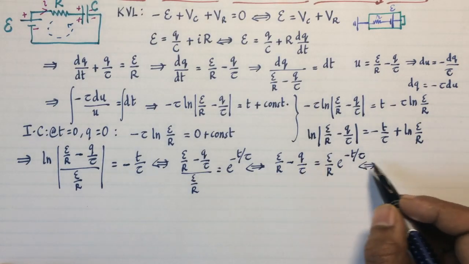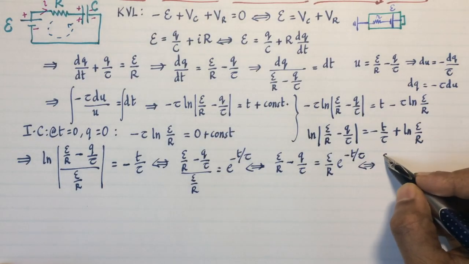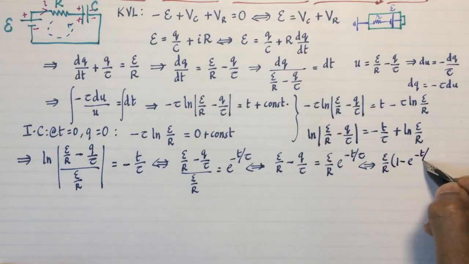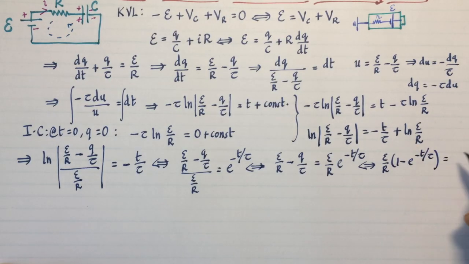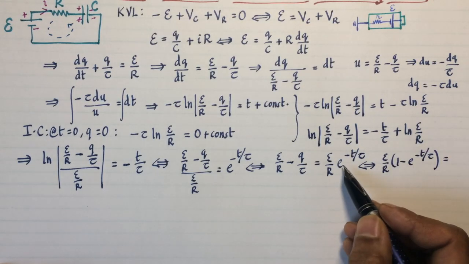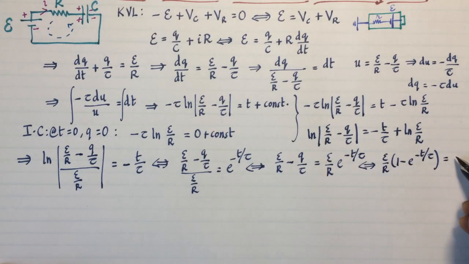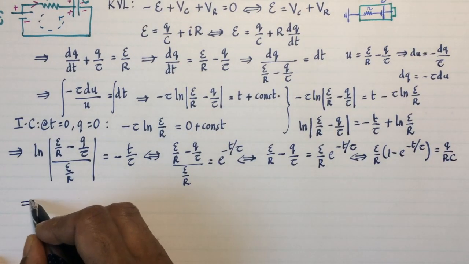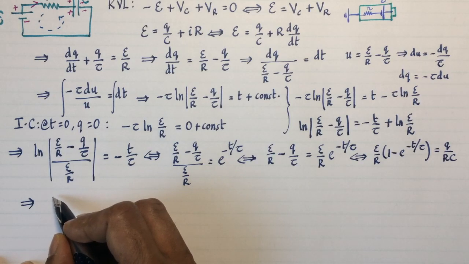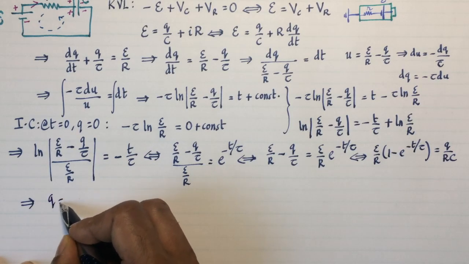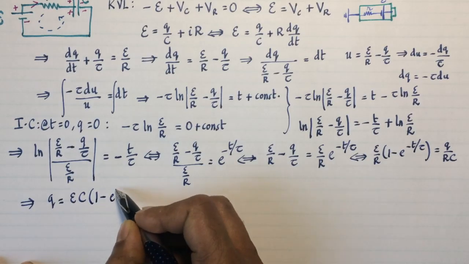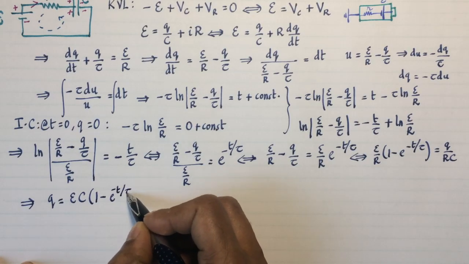So we use this when we're trying to do busy work. So I get E over R times 1 minus e to the minus t over tau is equal to, now I've brought this to this side, so I have to take that to that side, so I'll get Q over tau. Now I'll write what tau is. It's R times C. So lastly, cancelling out the R's, I'm going to get Q equals EC times 1 minus e to the minus t over tau.